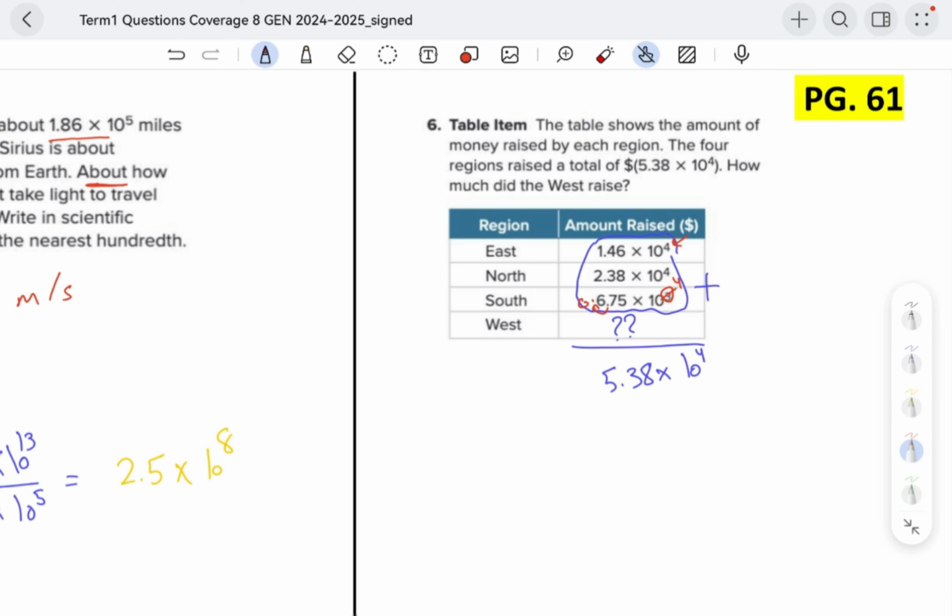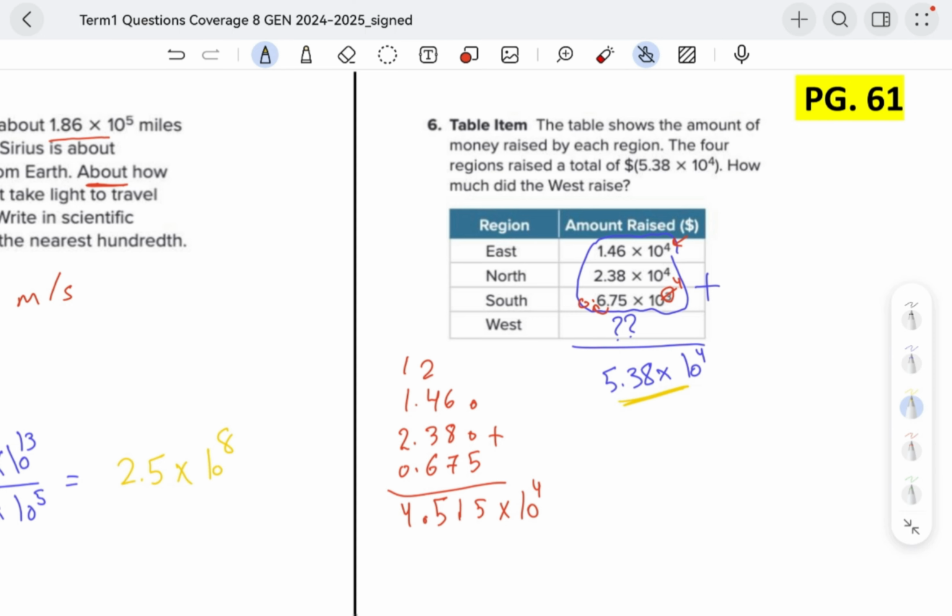Okay, let me rewrite them here. We have 1.46, 2.38, 0.675. Okay, empty space, put zeros, add. We're going to have 5. 6 plus 8 is 14. 14 plus 7 is 21. 1 down, 2 up. 4 plus 2 is 6. 6 plus 6, 12. 12 plus 3, 15. 5 down, 1 up. 2 plus 2 is 4. And don't forget to bring down the decimal point. And this is multiplied by 10 to the power of 4.